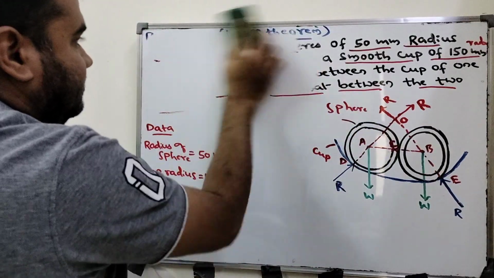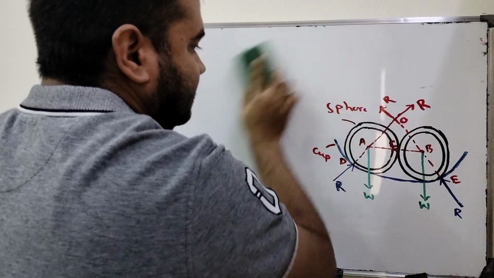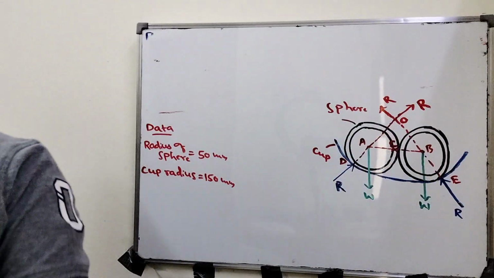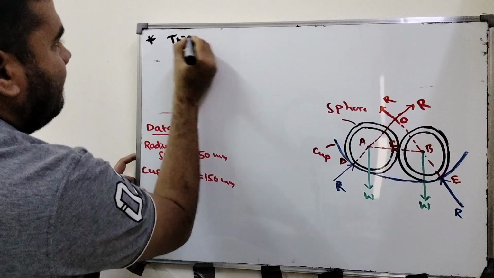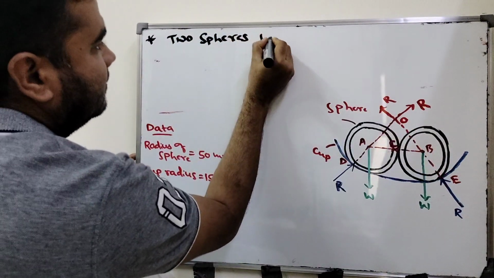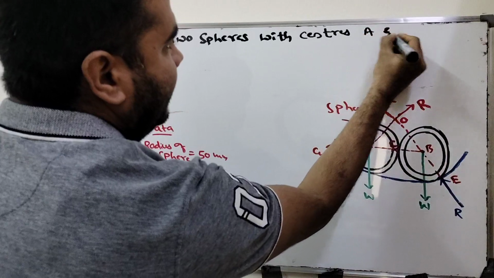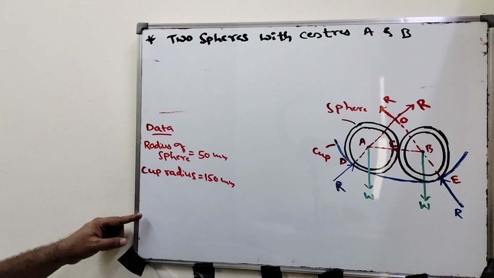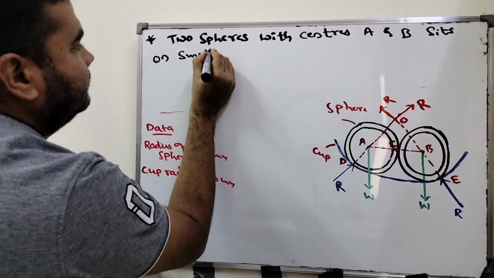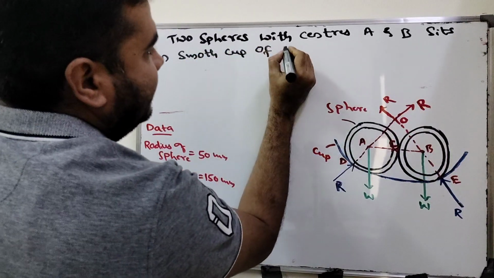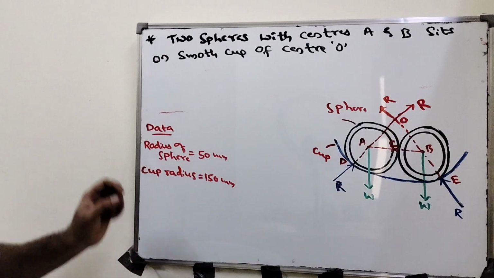Now I'll go through the problem here, because we know all the data in the diagram itself. We have to prove what is given. Let's go with the first point: two spheres with centers A and B sit on a smooth cup of center O, as shown in the figure. Did you get the point here?